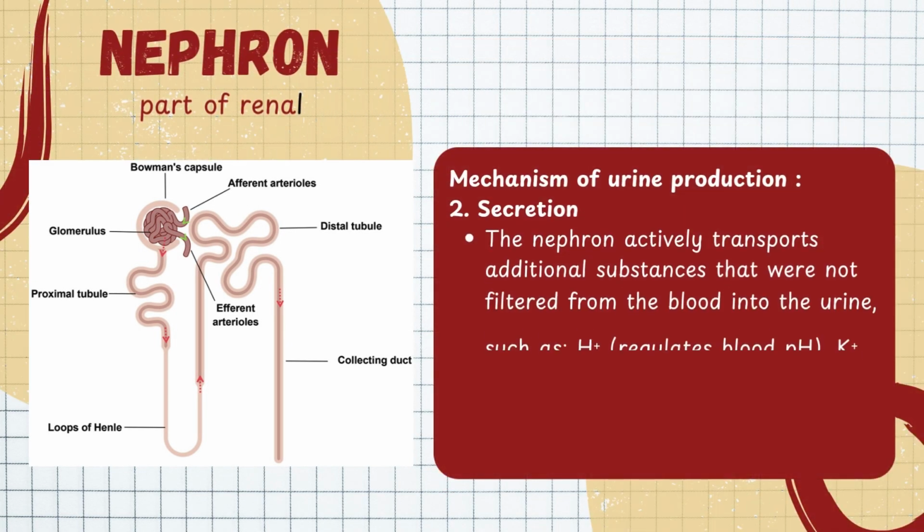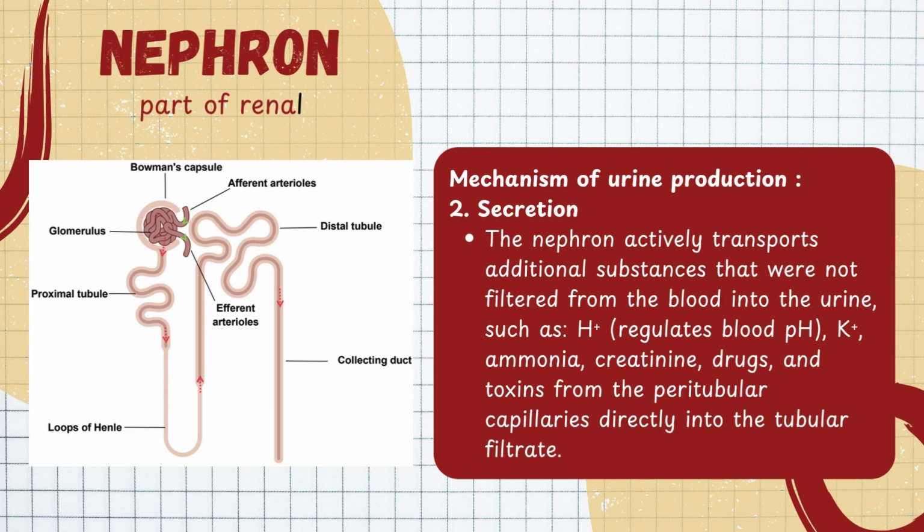The third mechanism, or the last, is secretion. The nephron actively transports additional substances that were not filtered from the blood into the urine, such as hydrogen, kalium, ammonia, creatinine, drugs, and toxins, from the peritubular capillaries directly into the tubular filtrate.